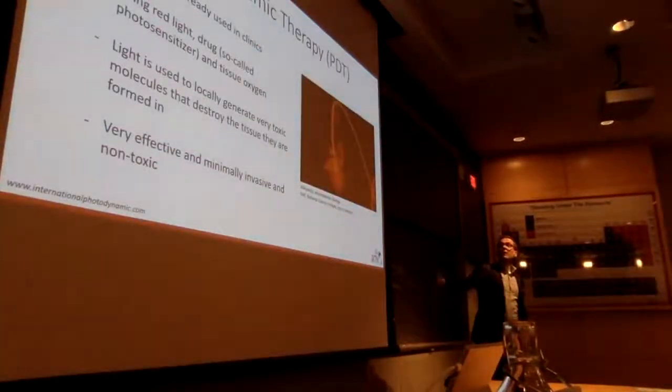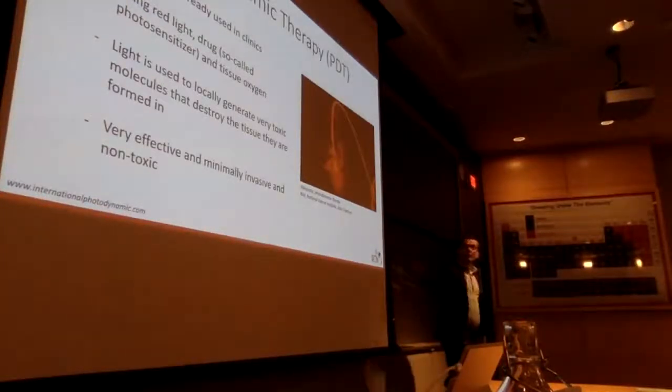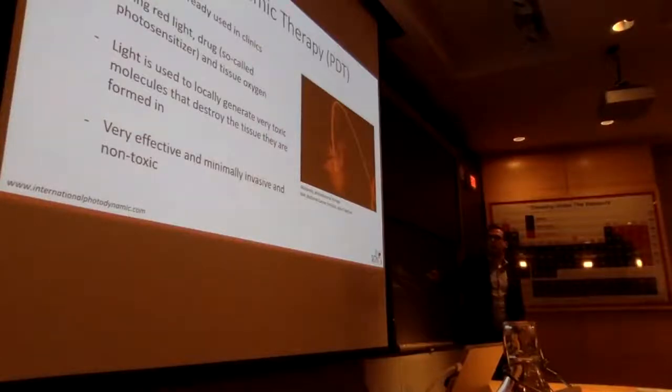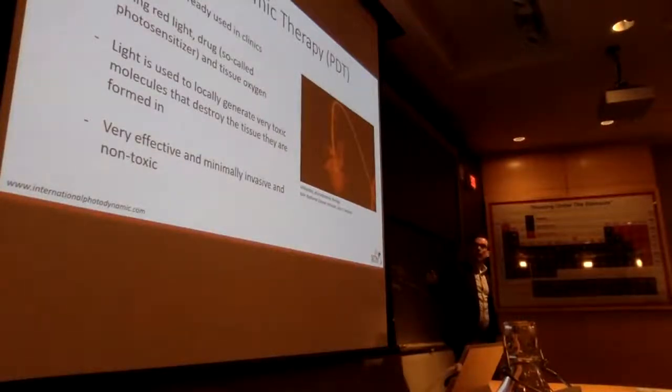So it's already used in the clinics. It has three components: red light, a drug which is called a photosensitizer, and we also need oxygen, just from the air, which is in the surrounding tissue. And what happens is that light activates the drug. The drug takes any oxygen that is surrounding it and turns it from good oxygen into very bad oxygen. So it turns out that the oxygen that we need and breathe every single moment in our lives actually also exists in a different form, which can be very bad for cells.